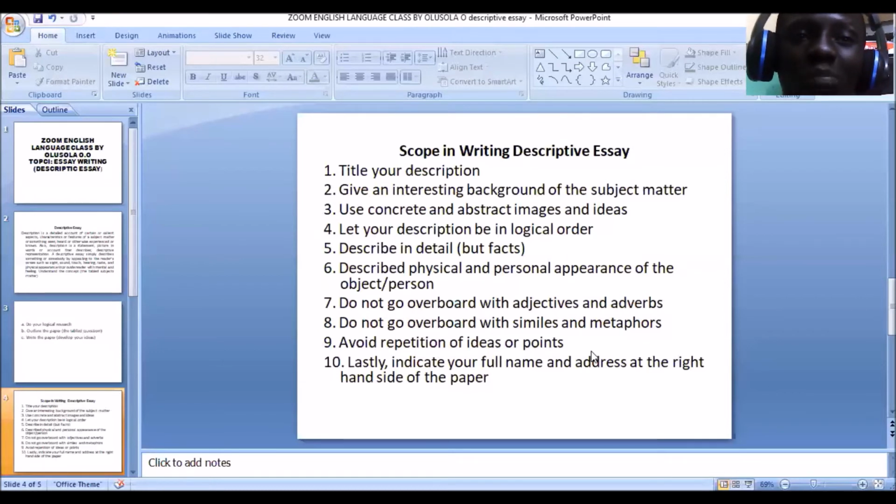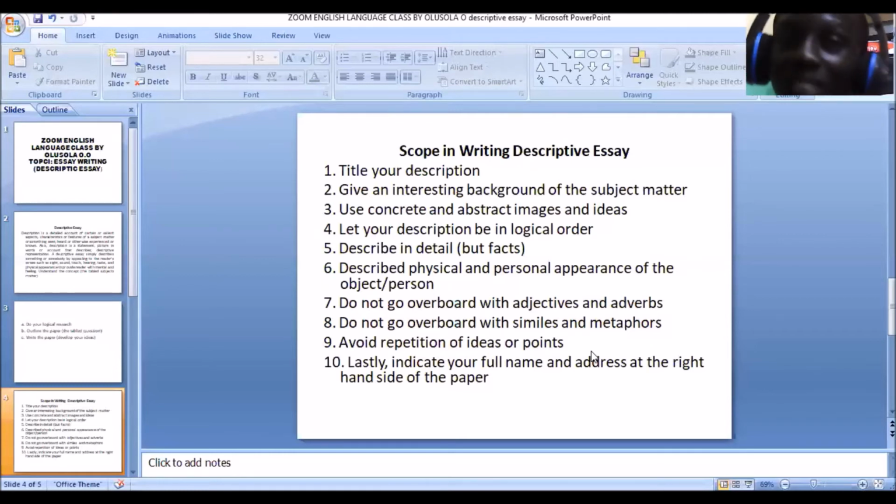Let your description be in logical order. Yes, it must be in logical order. It must be written in a good manner, so that it will flow as the reader or the examiner goes through your write-up. He or she will flow with the idea. You must avoid what we call jumpology in writing.